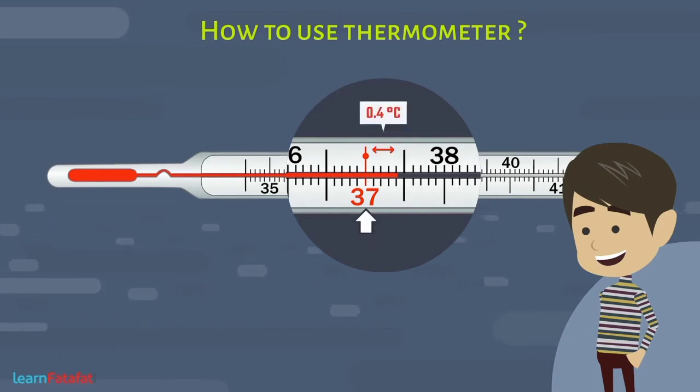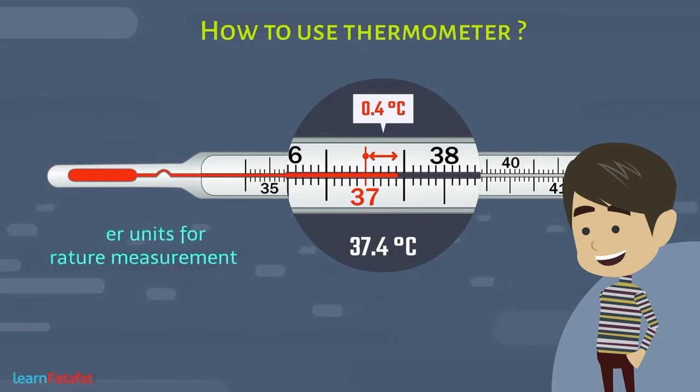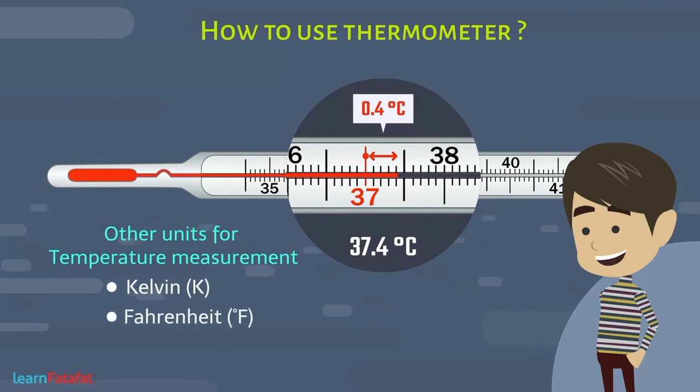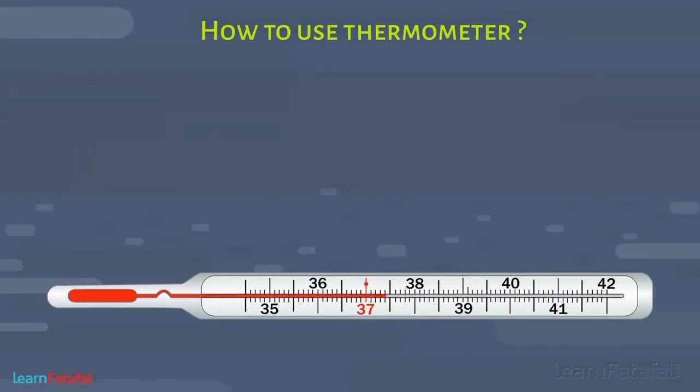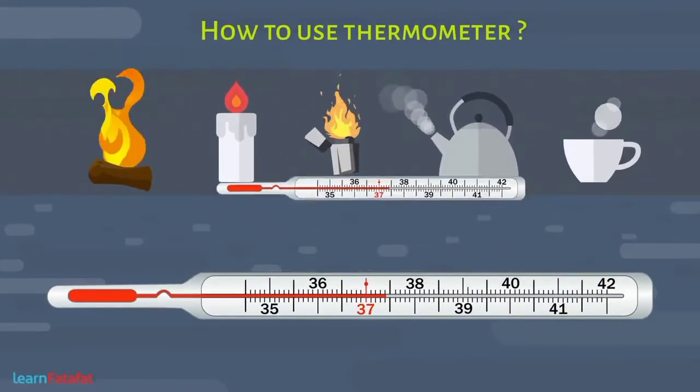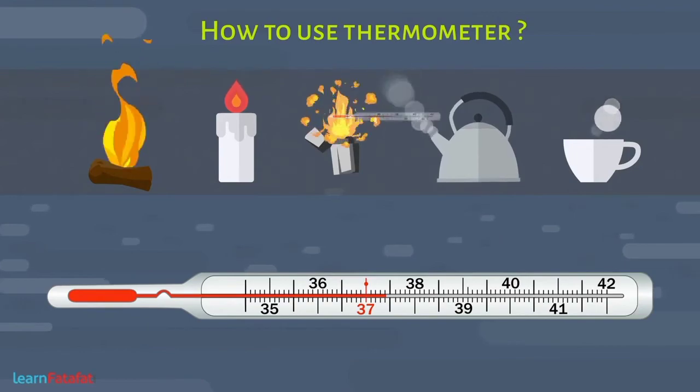Here is a sample value: 37.4. It means 37.4 degrees Celsius. For temperature measurement, there are other units than Celsius, that is Kelvin and Fahrenheit. Its scale also varies. Always remember, never use the clinical thermometer for measuring the temperature of a hot object because it may break.